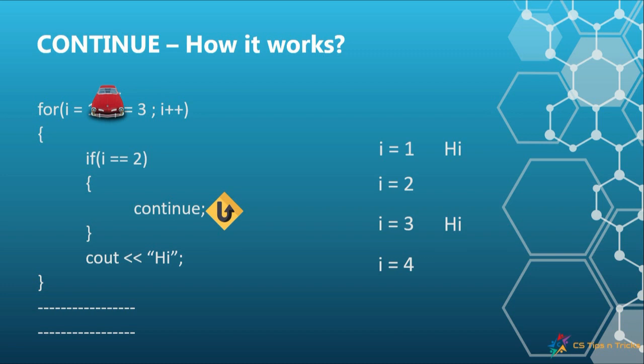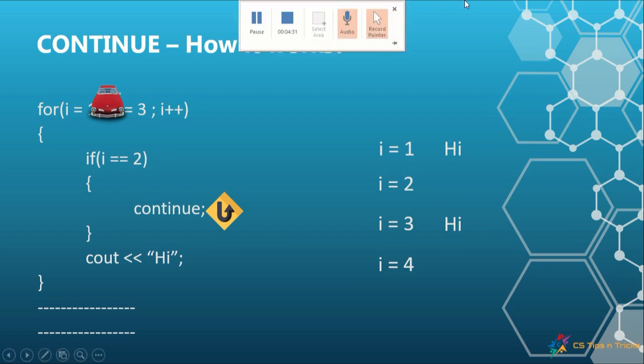So let's have a recap. Both continue and break statements are used inside the loop. But when a break statement is executed, the loop stops here. But when a continue statement is executed, it skips the remaining statements of the current iteration, and it jumps into the for loop. So I hope you understood the working of break and continue very well.